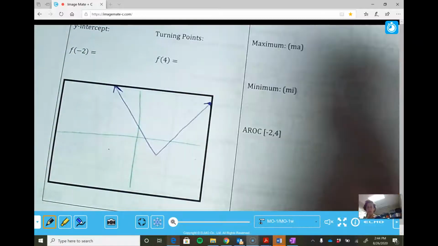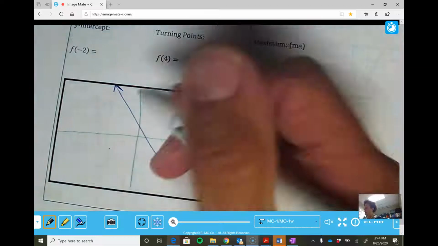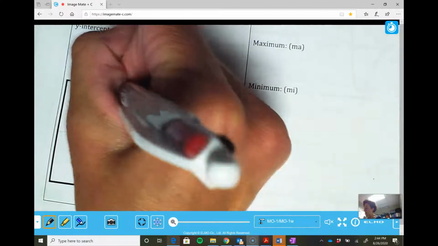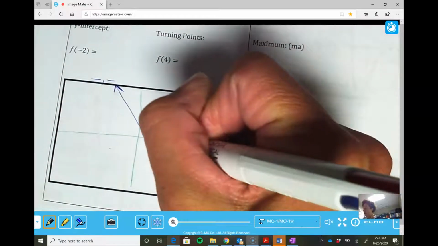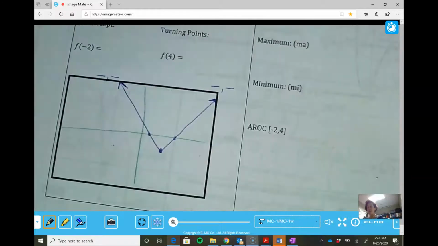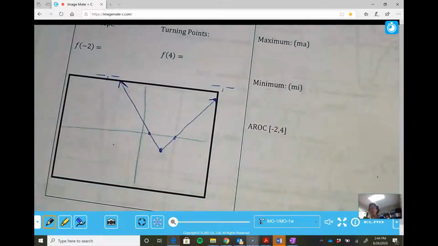So I'm going to not be on the calculator for a second. Remember, I need any turning points. I need those end behaviors. So this is x comma y. And I need my x-intercepts. So those are the ones that I'm going for.